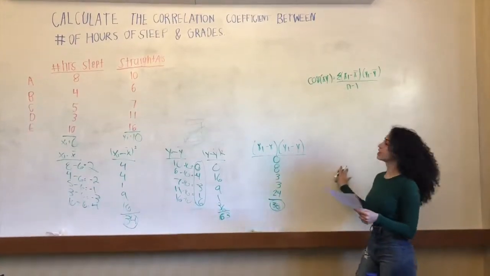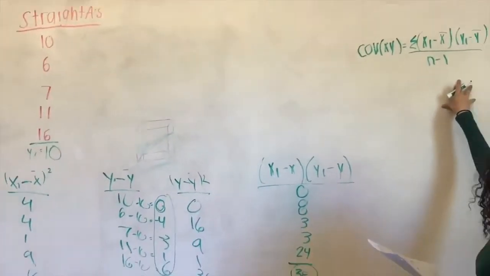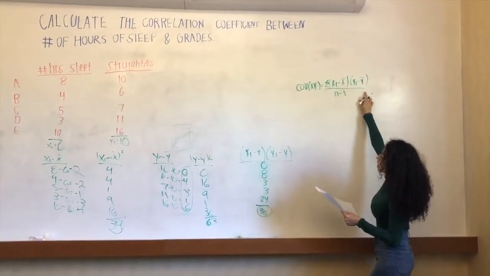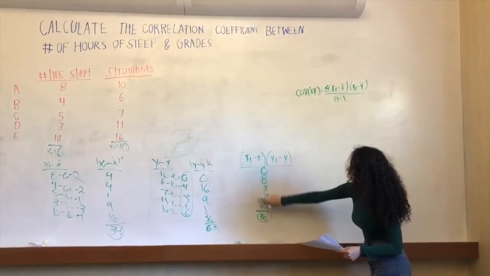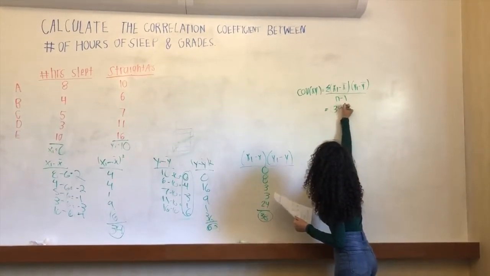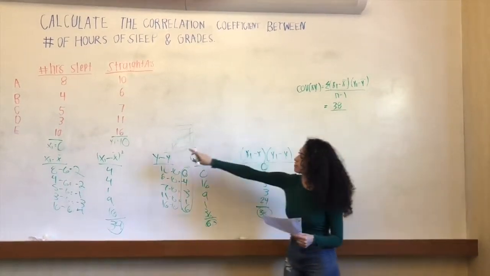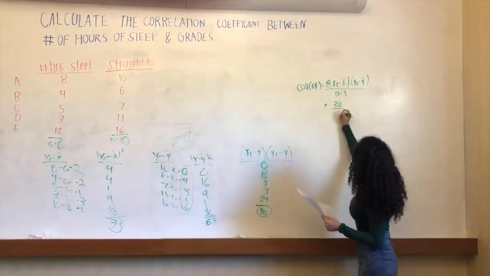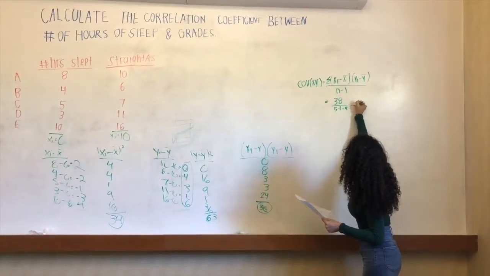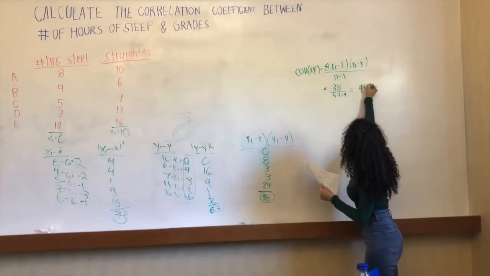The sixth step is to find the covariance, and this is the formula for the covariance. Now we're going to plug the numbers into this formula. The sum of the products of X and Y is going to be 38, as we added all of these up. So we're going to plug that in: 38 over n minus 1. Since there are 5 individuals, we're going to subtract 5 minus 1, which is equal to 4. So the covariance would ultimately equal 9.5.